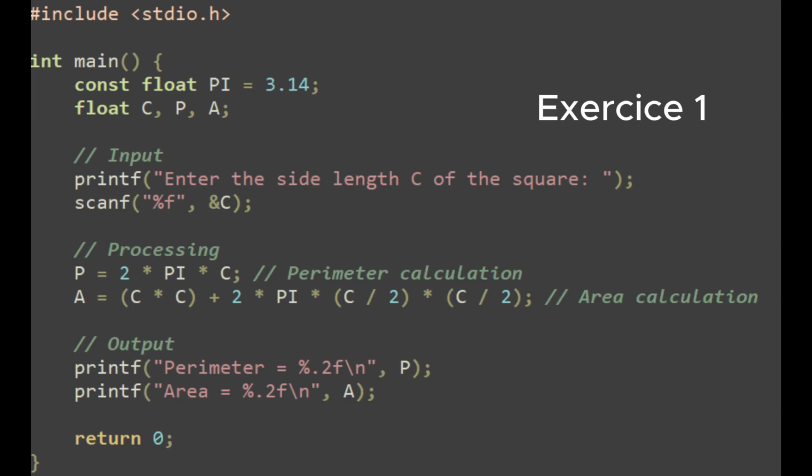Area, A. The total area is the area of the central square, plus the area of the 4 semicircles, which equals 2 full circles. Formula: A equals C squared plus 2 times pi times (C over 2) squared. Outputs: display perimeter P and area A. Explanation. The program defines pi as a constant. It takes the side length as a float input. It calculates the perimeter as the circumference of 2 circles, since 4 semicircles equals 2 circles, and the area as the square's area, C squared, plus the area of 2 full circles with radius C divided by 2.